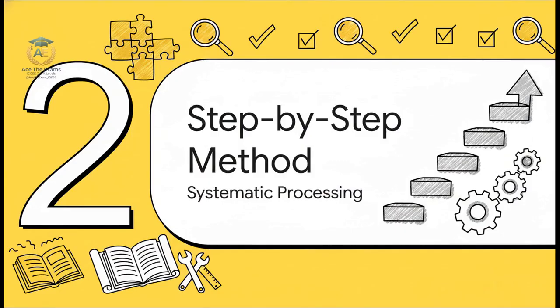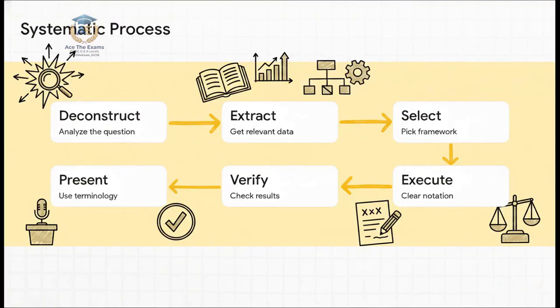So how do we actually apply all of this theory under exam pressure? That brings us to Section 2, the step-by-step methodology for systematic processing. I want you to consider this standardized 6-step sequence as your ultimate exam survival guide. Step 1, deconstruct the question, so you know exactly what grammatical shift is required. Don't skip this. Step 2, extract the relevant data from the texts.